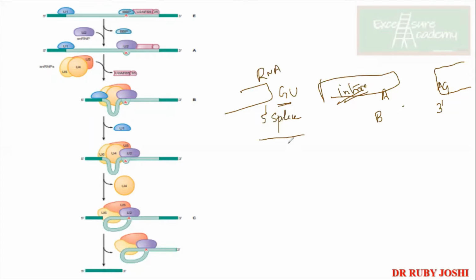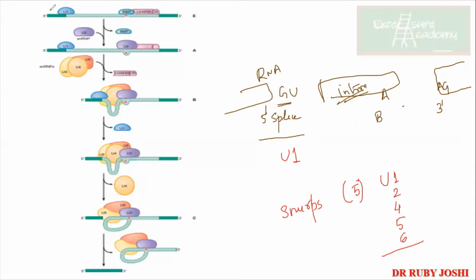Now we have got this spliceosome machinery. This machinery has several proteins which are involved in the splicing. So first, to the 5' splice site your U1 comes. All these are your small nuclear ribonucleoproteins, in short known as snRNPs. There are 5 of them, and the nomenclature is given as U1, U2, 4, 5, and 6.